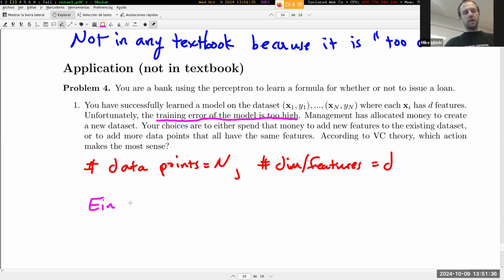We have to ask ourselves, what are the possible things that we can do to solve this problem? The training error is something that we can measure directly. There's an explicit formula for it based on our input data set, so we know exactly what our training error is. And this is an exact situation that capstone students faced, where management, their clients, had some allocation of money to create a new data set, or improve the existing data set. And we have two choices here.